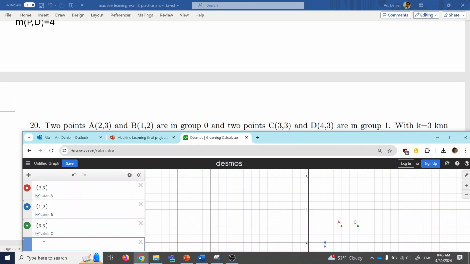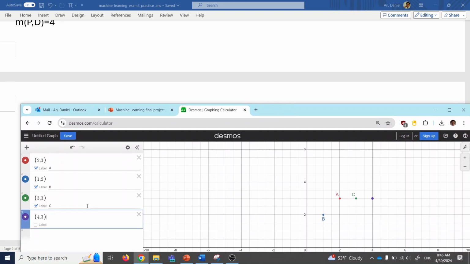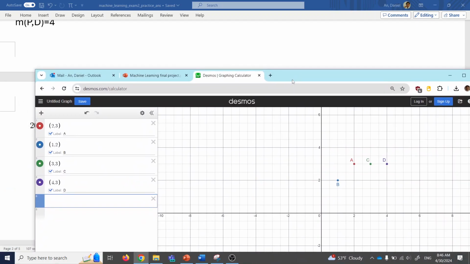And then 4, 3 is labeled as D. 2, 1 is labeled as P. And A and B are in group 0.